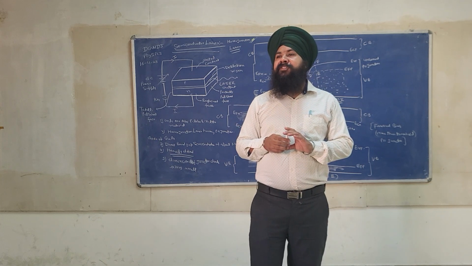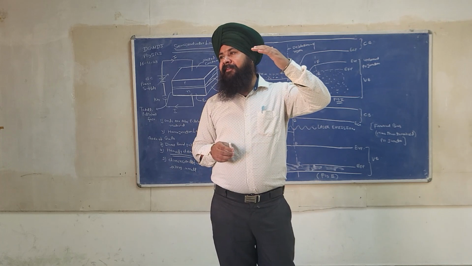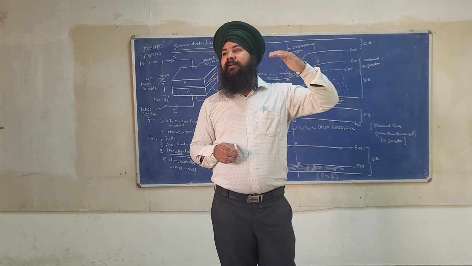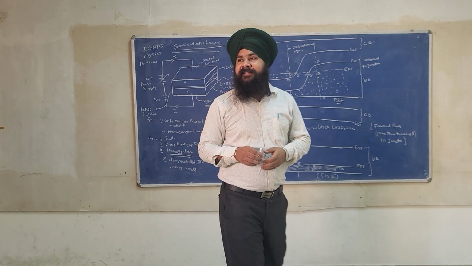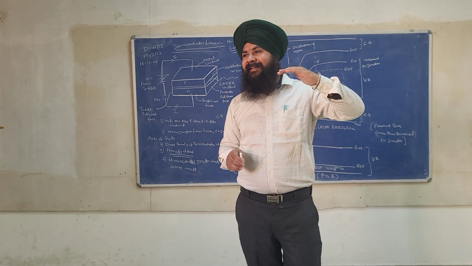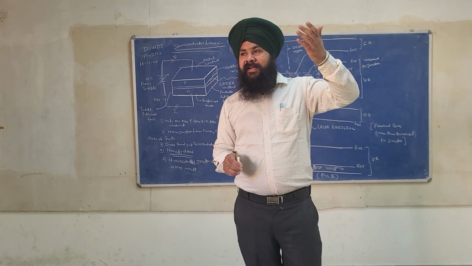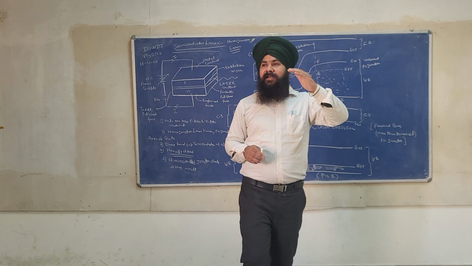Now, can you tell me what is the position of the Fermi level for pure semiconductor? It is in the middle between the valence band and conduction band. For n-type semiconductor, the Fermi level shifts upward, and it is between the donor level and the bottom edge of the conduction band. For the p-type semiconductor, the Fermi level shifts downward.